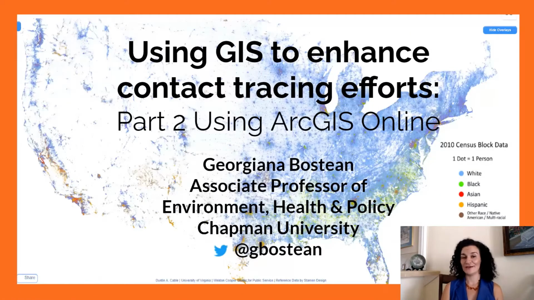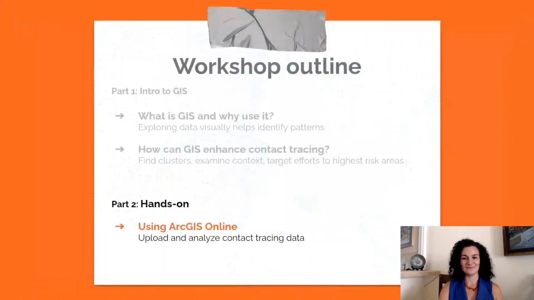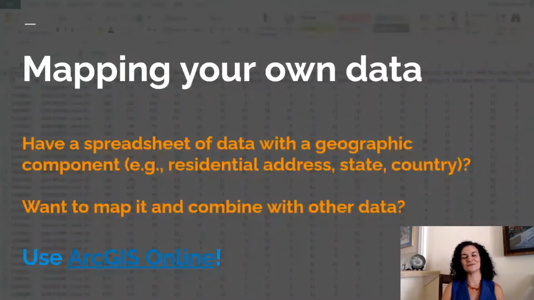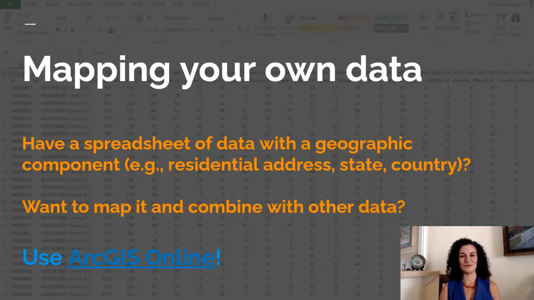on how to use GIS to enhance contact tracing efforts. So today we are going to get our hands-on experience using a GIS program. We're going to use an online tool called ArcGIS Online, which is created by Esri, which is the industry leader in GIS. So today we are going to upload and analyze contact tracing data, not real data, of course, those same fake cases that you've been using for this data portion of this.